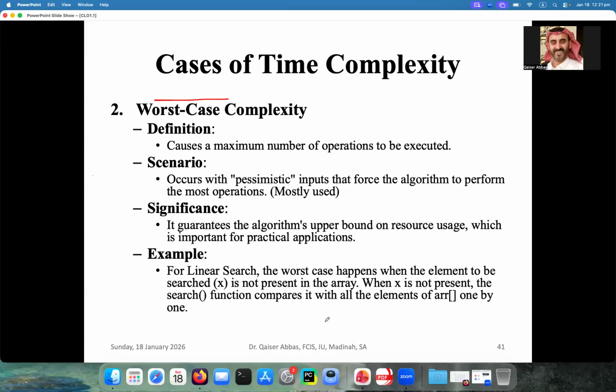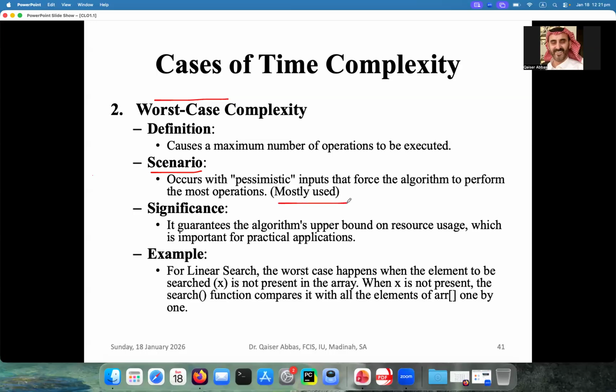Now, worst case is when your algorithm is performing the maximum number of operations. And in this case, what would be the situation of your input? The inputs would be bad inputs, which will force the algorithm to do the maximum number of comparisons. We are using this worst case most of the time.